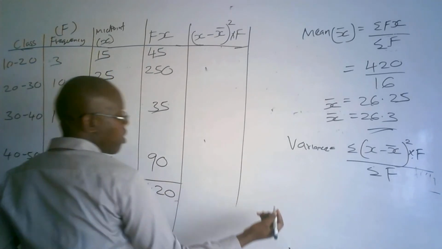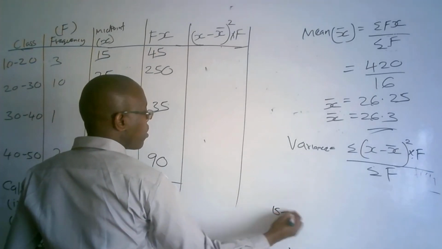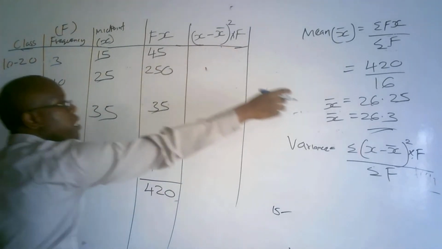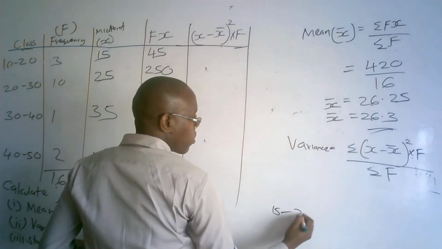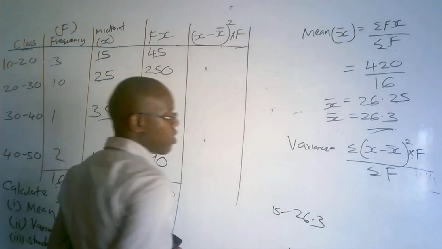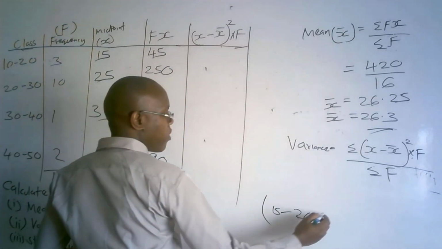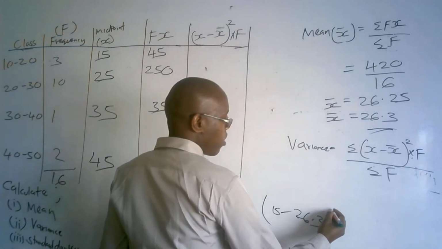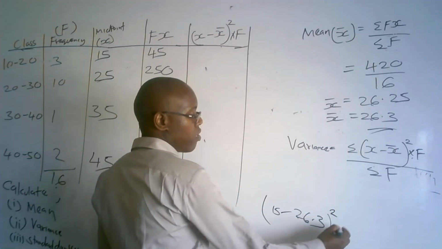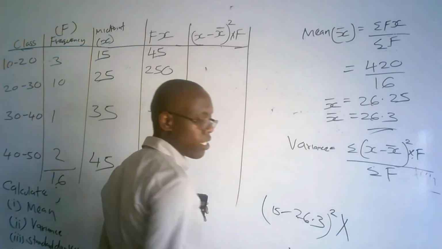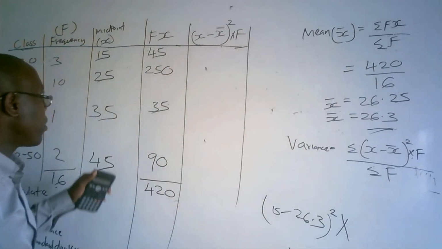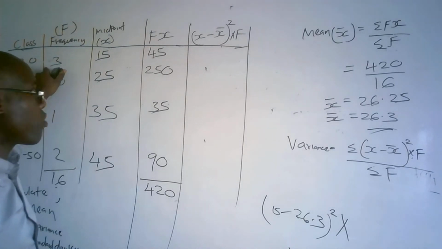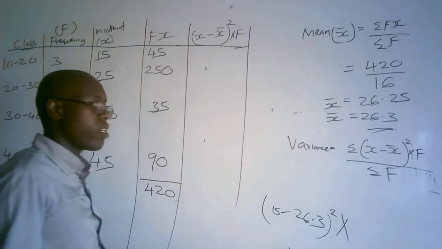So it's going to be 15 minus x bar. Remember, x bar is what we rounded off, which is 26.3, our mean. And then the answer I'm going to have here, I should square. Then at the end of the day, that answer is going to be multiplied by the frequency in that class, and the frequency in this class is 3.